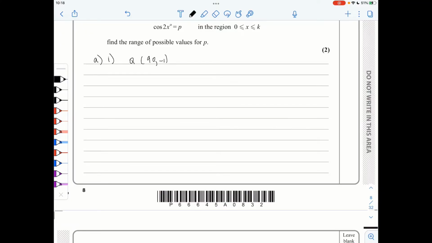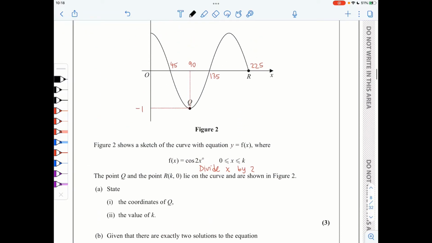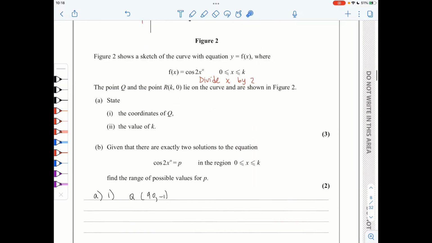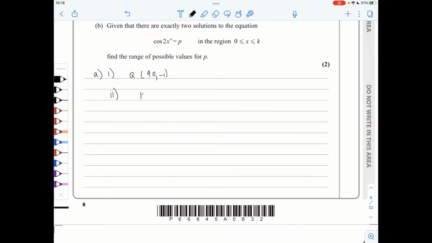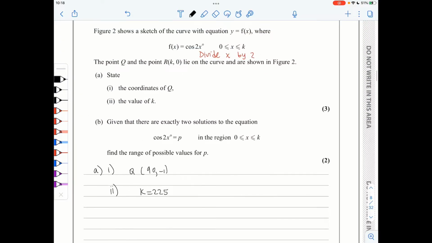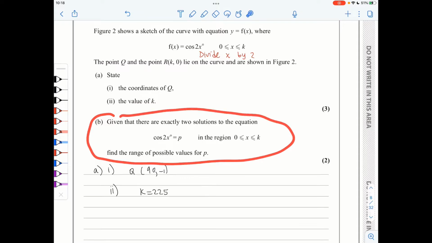We also have to find the value of K. Well, R is here, and the point R has coordinates K, 0. So it's obvious that K has to be 225. So that's the second part of A. So K is 225. Now, for B part, given that there are exactly 2 solutions to the equation cos 2x is P, find the range of possible values of P.